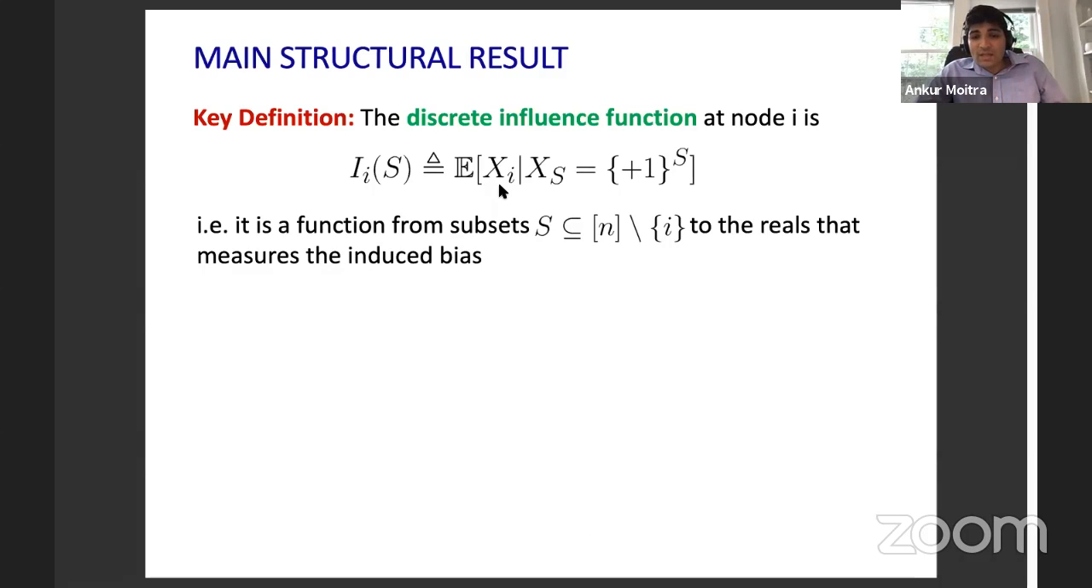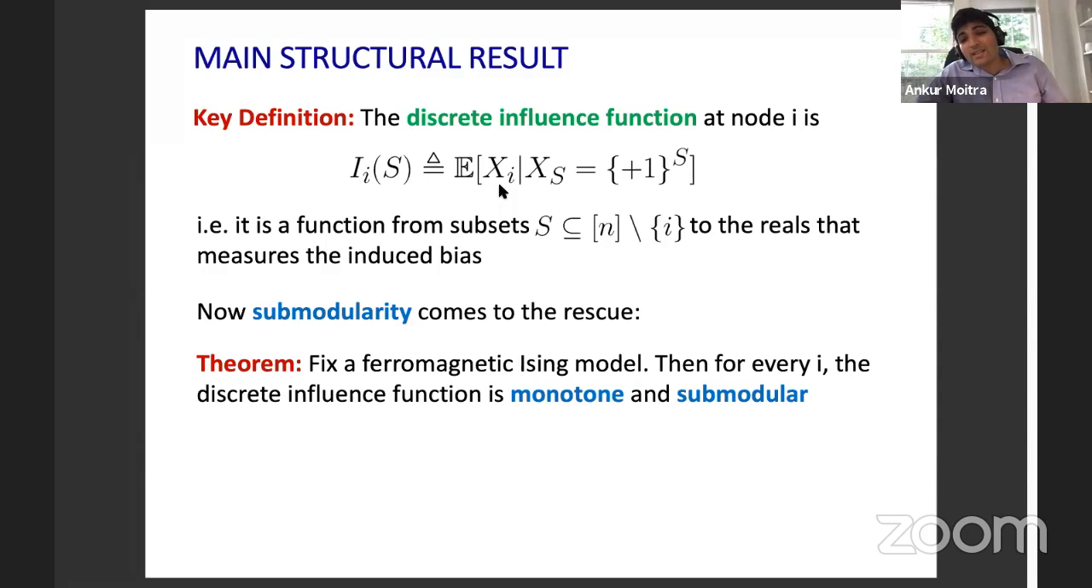So it's a function from subsets of [n] minus i to the reals, and it measures the induced bias on some node. And it turns out that it has an amazing property: it's submodular. So it has this property of diminishing returns. I'm not going to precisely define what submodularity is, but you should think of it as diminishing returns. If I look at a set S and then add another node to S, how much does additionally fixing that new node's spin to +1 change the conditional expectation of i? Well, that's a monotone decreasing property of the set S, because as you fix larger and larger sets, fixing any new spin to +1 has less of an effect.